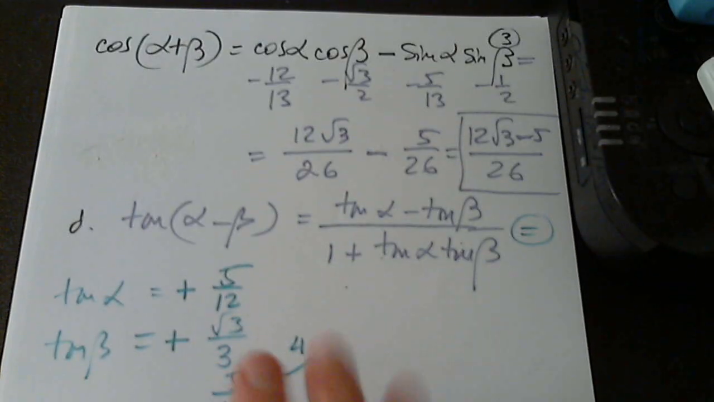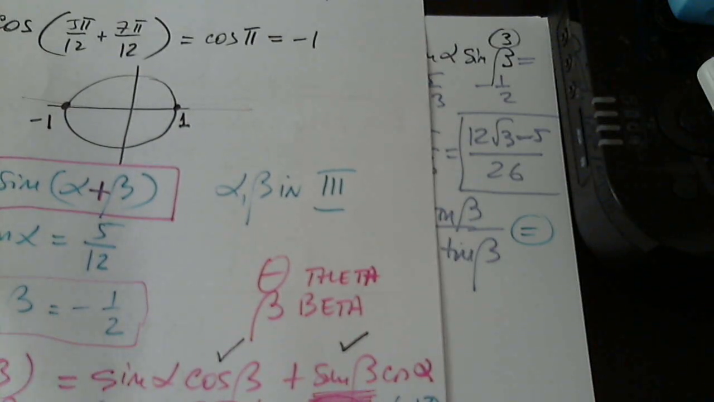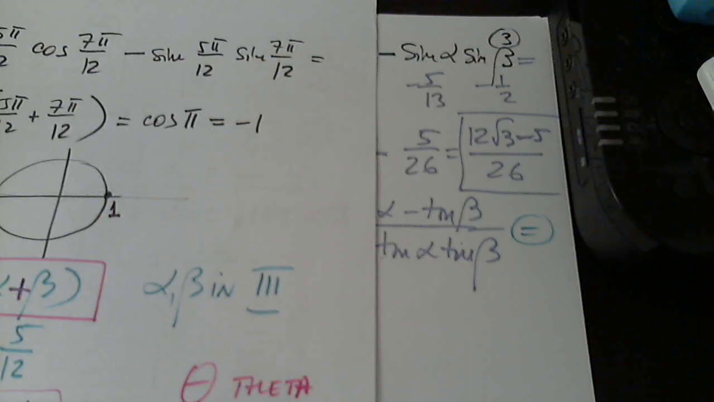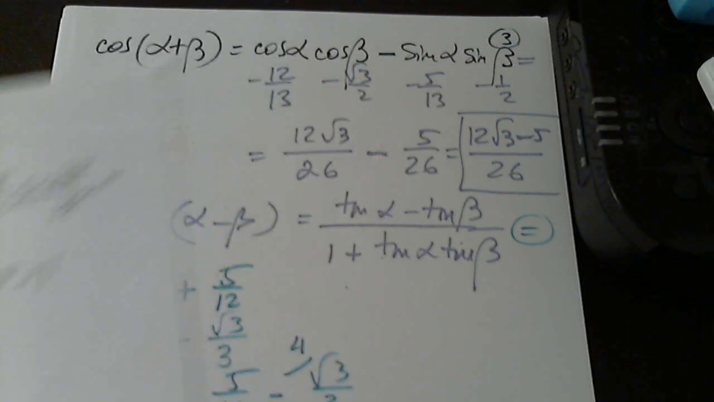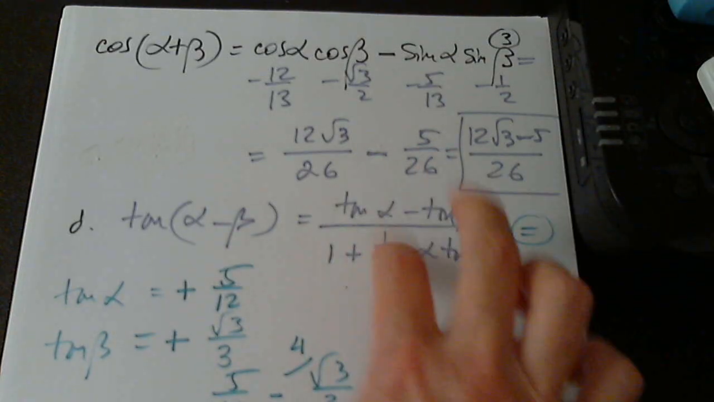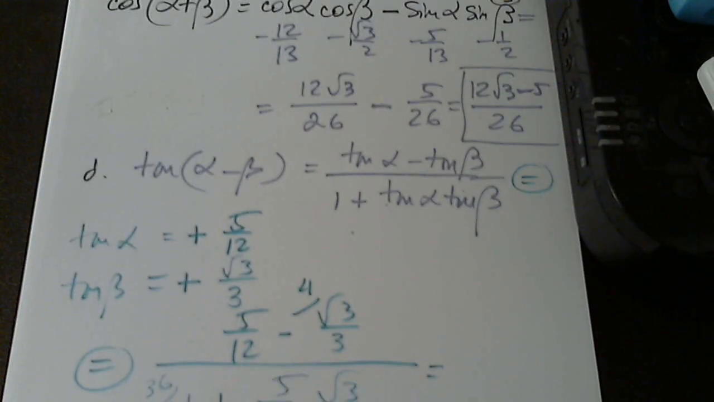So again, 5 over 12 was tangent alpha, sine over cosine. Yep, the denominators are the same, 13, so it's 5 over 12. And tangent beta is sine over cosine. 1/2 over the square root of 3 over 2 is the square root of 3 over 3. Then all we had to do is just plug them in the formula. Tangent alpha minus tangent beta over 1 plus their product. So the numerator has denominator 12.